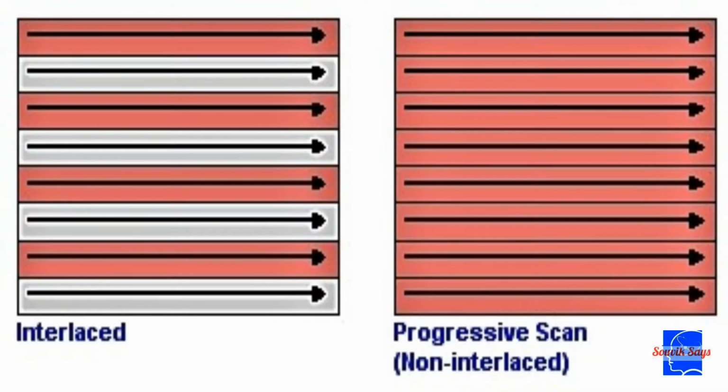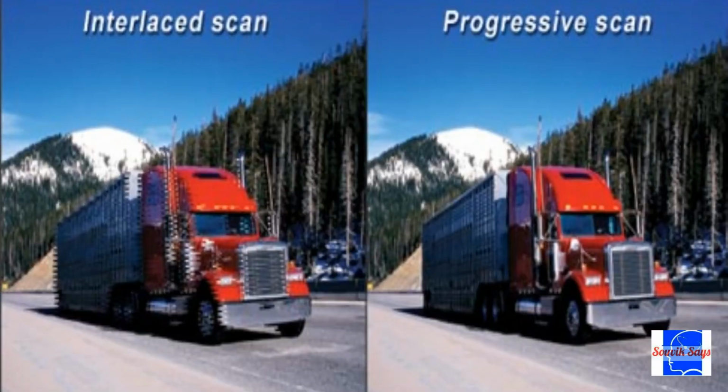However, we are only being presented with half an image and very quickly after that we are presented with the other half of the image. Progressive scanning, on the other hand, displays the entire image in 1/60th of a second. As you can make out from this definition, interlaced scanning results in inferior quality video when compared to progressive scanning.